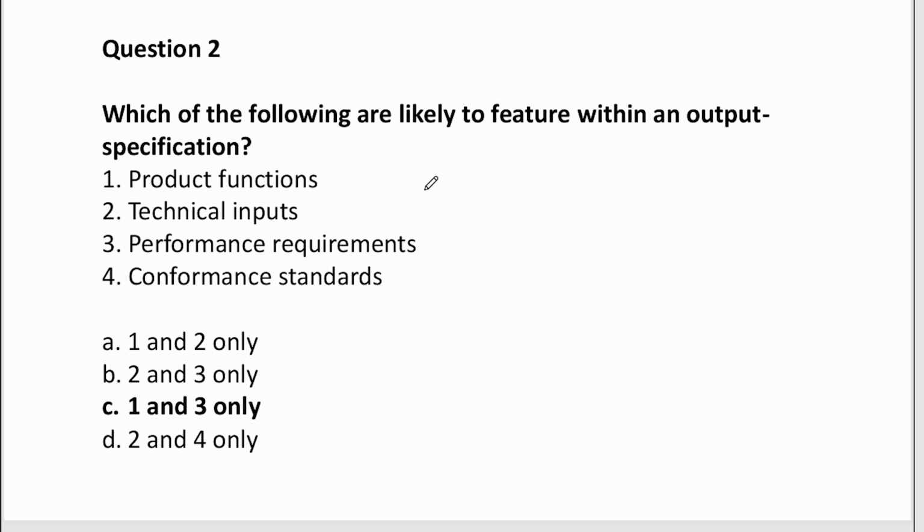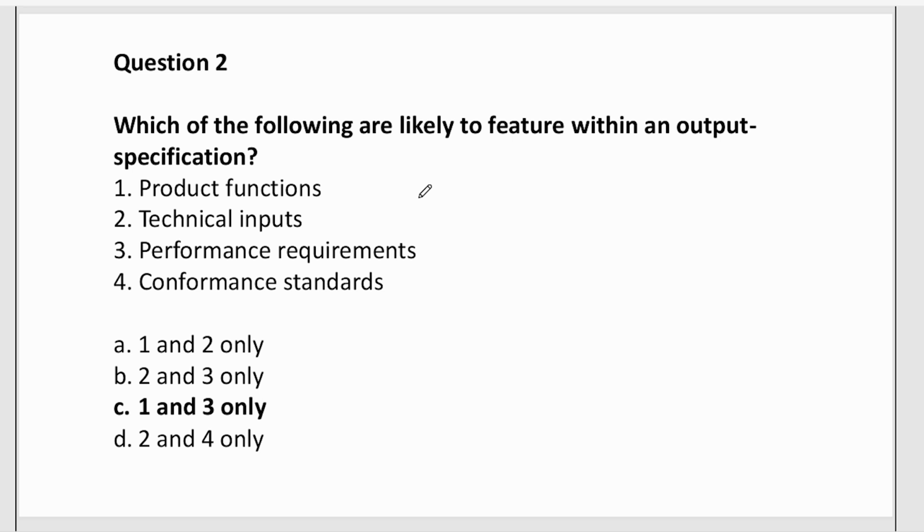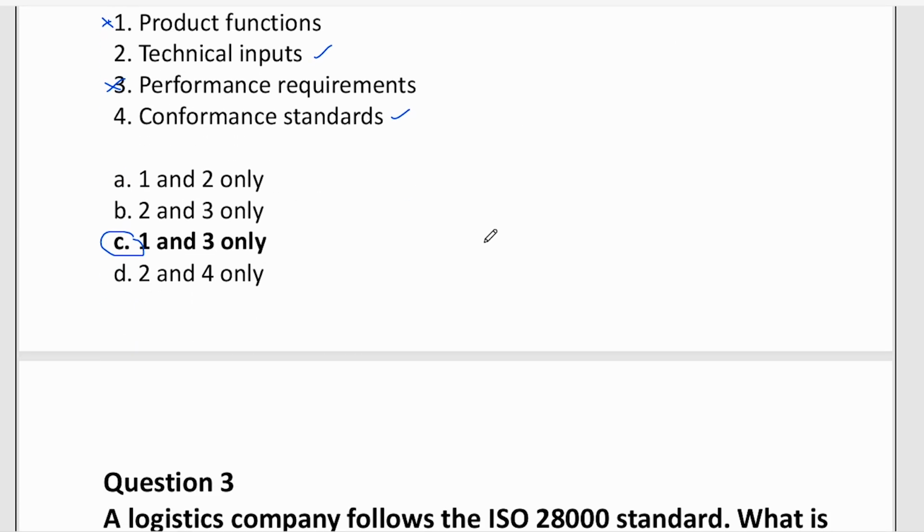Another one, which of the following are likely to feature within an output specification? What exactly is an output specification? Output, meaning what? Meaning the sort of results that are expected. In short, the thing that the thing is supposed to perform. Okay? The output. So they're just saying which of these ones are likely to be, like, performance. So you start by just looking at anything that points towards performance. So you already have 3. Okay? And which other one? Product functions. Okay? So technical, more likely to be, and it's not conformance. So in that case, the answer is going to be 1 and 3. Still, that just goes to test, do you know what these ones are or not?